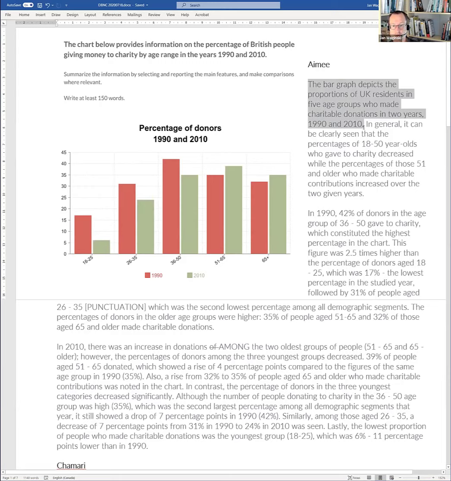Very good. In general, it can be clearly seen that the percentages of 18 to 50-year-olds who gave to charity decreased, while the percentages of those 51 and older who made charitable contributions increased over the two given years. Okay, so all she's saying is the percentages of these groups, the three youngest groups, decreased, and the percentages of the two older groups increased. Remember, we don't know anything about how much money anyone gave. We don't know anything about the number of people in each category either. All we have are percentages.